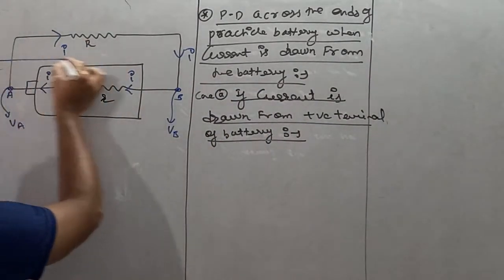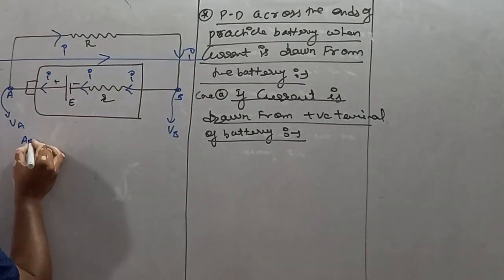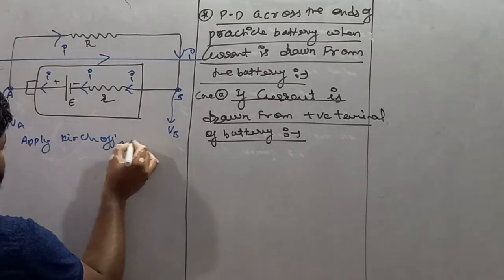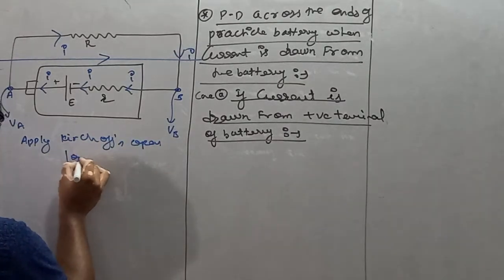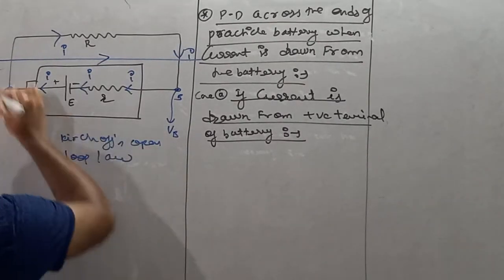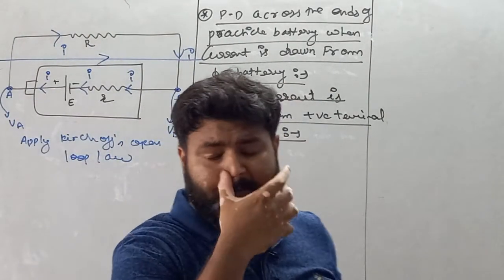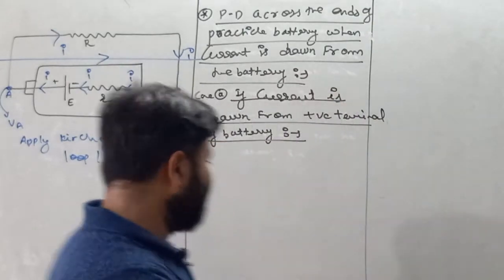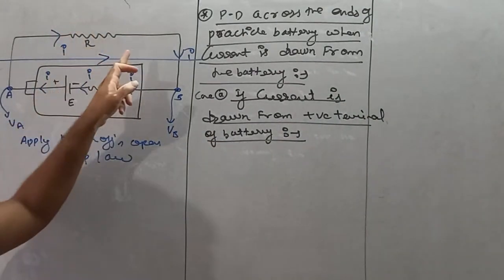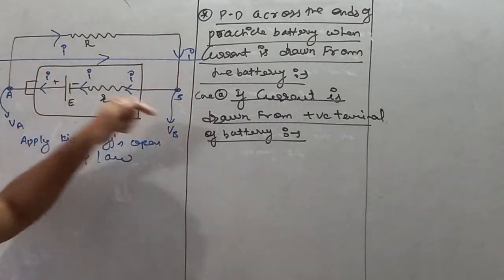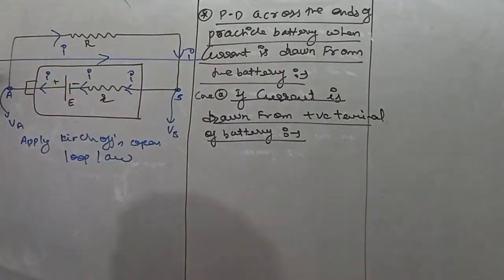So we now apply Kirchhoff's open loop law. Instead of moving through the whole circuit, don't waste your time, because we don't want to find the potential across this resistor. We only want to define the potential across the battery. That's why I am moving only through the battery.